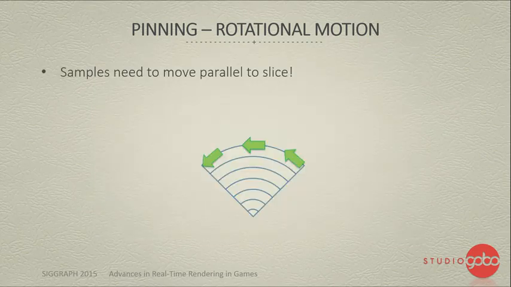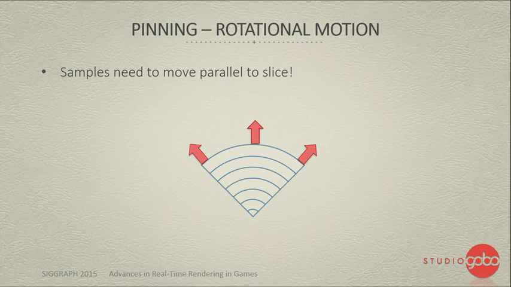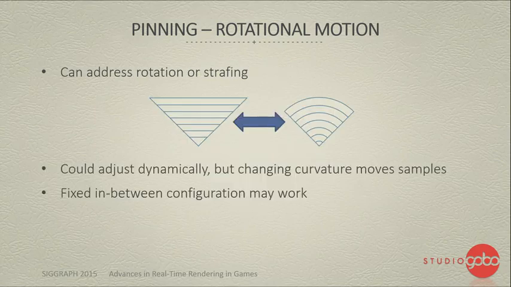Just to reiterate this, because the next section of our talk relies on this heavily: if the samples are moving through the world, but they're moving parallel to the sample slices, we're in good shape. But if the sample slices are moving orthogonal in that direction, we're getting aliasing. So we just showed two examples where we could address either rotation or strafing. Unfortunately, we can't have both, so it seems like we have to adopt one or the other.